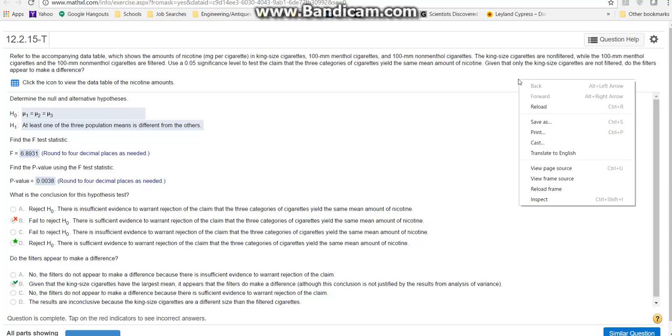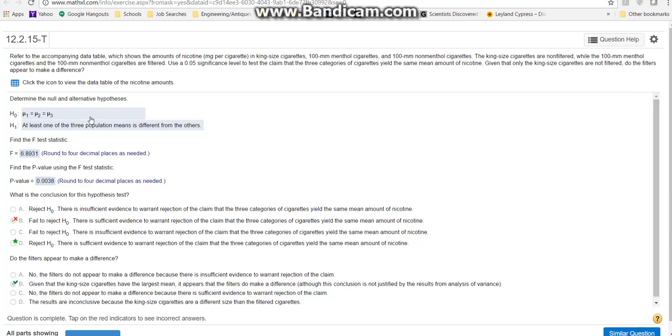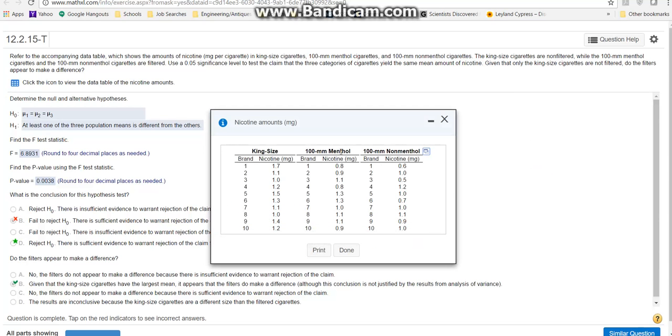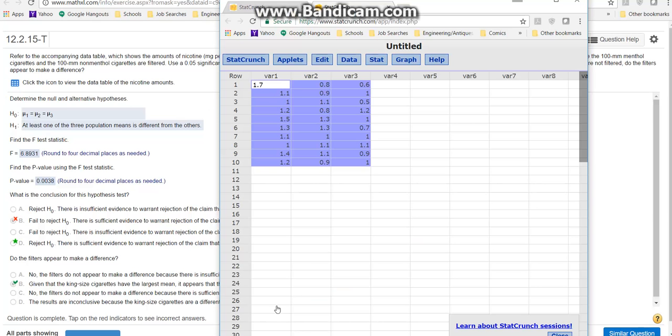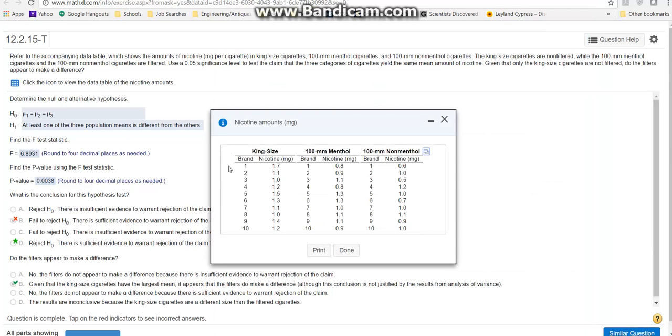Hello class. On this particular problem here we have three types of cigarettes. Here's the data here. And we want to find out if they're statistically the same or different. So the first thing we need to do is dump the data into StatCrunch. Here it is right here. Note that this is just the nicotine levels for each of the brands.